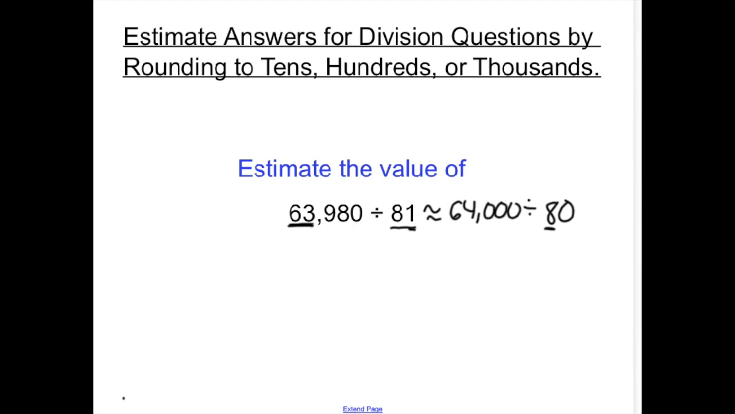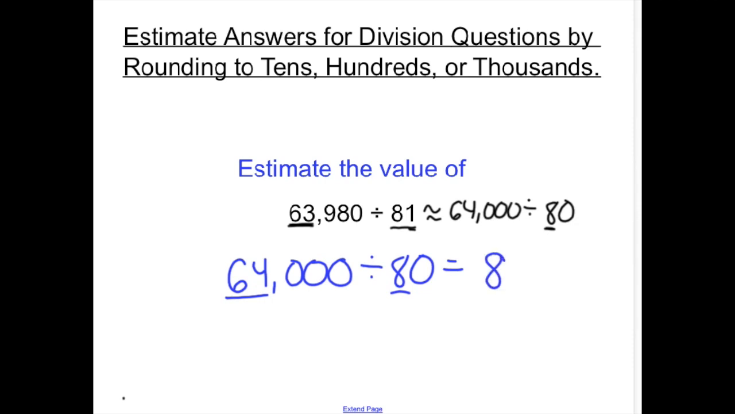Now that I've rewritten my problem as 64,000 divided by 80, I can now solve this in my head. So I'm going to rewrite it so that we can look at the steps of solving it. I'm going to take a look at my non-zero digits, so 64 and 8, and I'm going to divide. 64 divided by 8 equals 8.